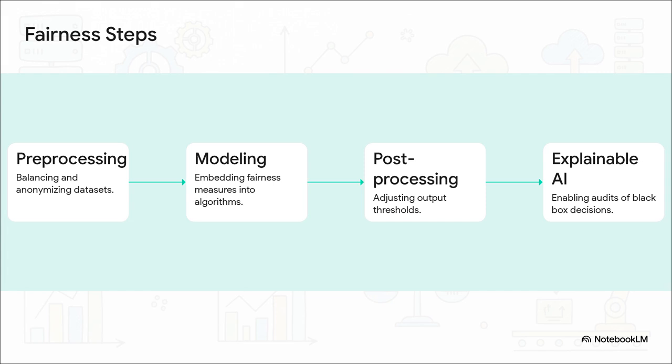We have to break open these black box algorithms. If a model denies you a loan, it must be able to explain exactly why, enabling transparent audits to establish real user trust and accountability.